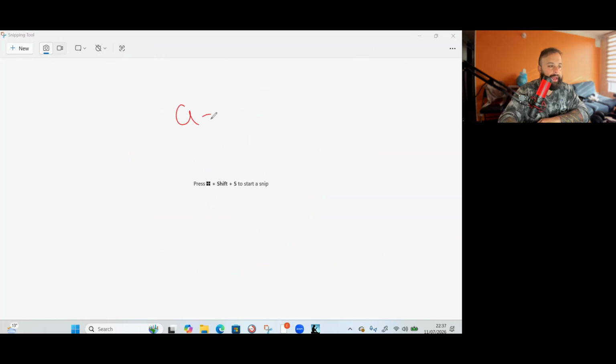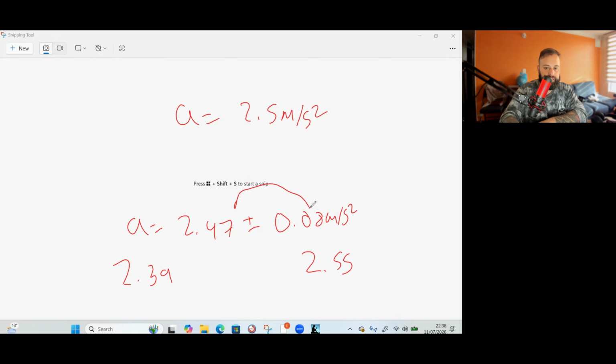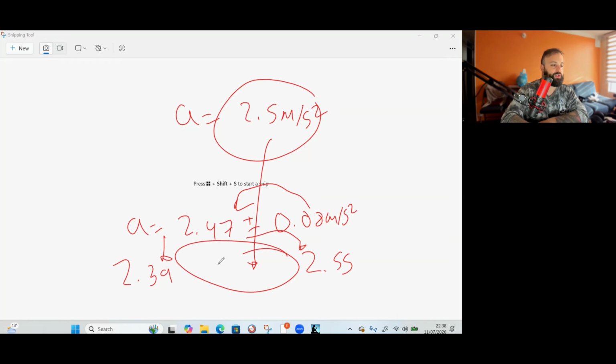Let's say the accepted acceleration, the true value of acceleration, is 2.5 meters per second squared. A student measures the acceleration and gets 2.47 meters per second squared, and their uncertainty is plus or minus 0.08 meters per second squared. If we subtract the 0.08, we get this. If we add the 0.08, we get that. And we can see that the 2.5 actually lands between both of them. So we can say that it is accurate.